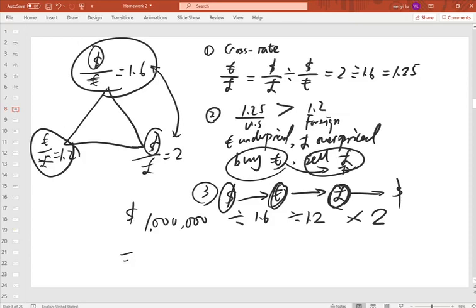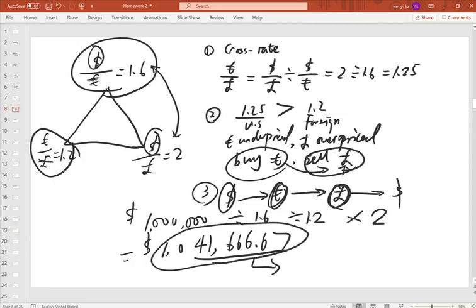So the answer will be 1,041,666.67 dollars, right? So this is your profit? The profit is the difference between what you get through this arbitrage opportunity minus the initial investment, right? So your profit is 41,666.67 dollars. That's your profit.